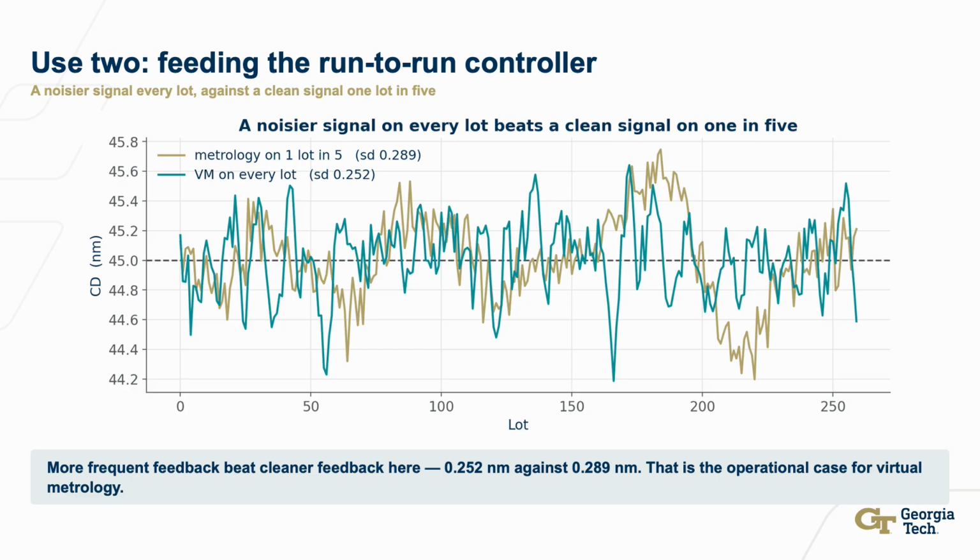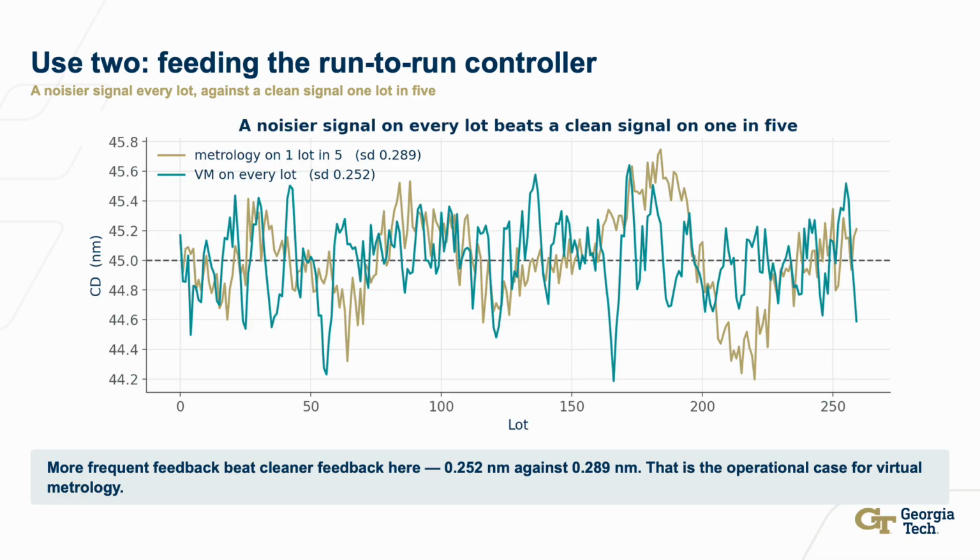Use 2. Feeding the run-to-run controller, and here is the argument for virtual metrology that actually persuades people in the fab. 2 controllers, same process, same brief, and same EWMA. Gold, real metrology, accurate to 0.22 nanometers, available on 1 lot in 5. The controller updates on those lots and holds the correction on the other 4. Teal, virtual metrology, noisier, I call it 1.5 times the gauge, but available on every lot. Gold gives a standard deviation of 0.289. Teal gives 0.252. More frequent feedback, a bit cleaner feedback.